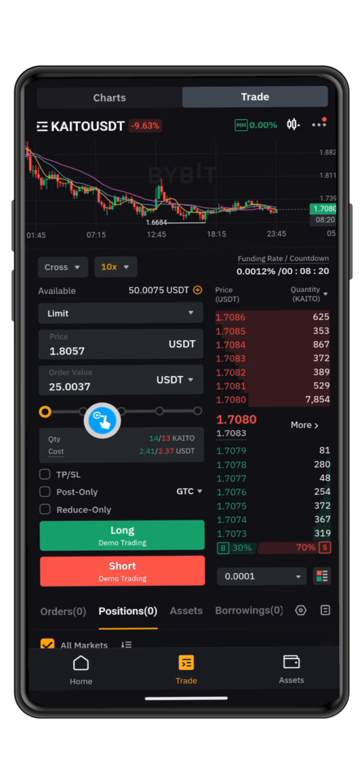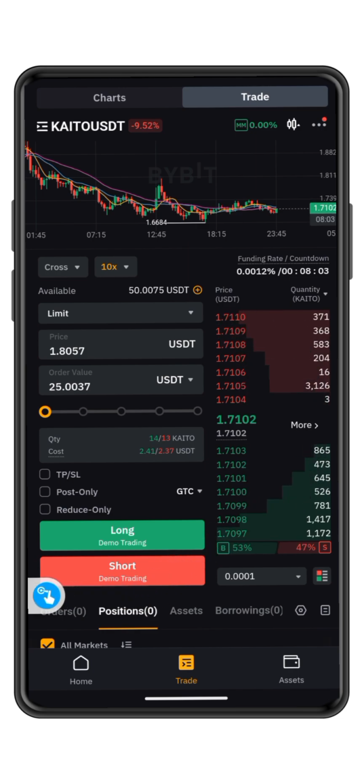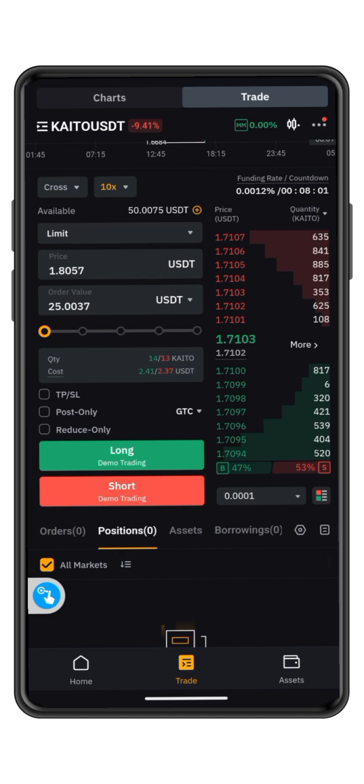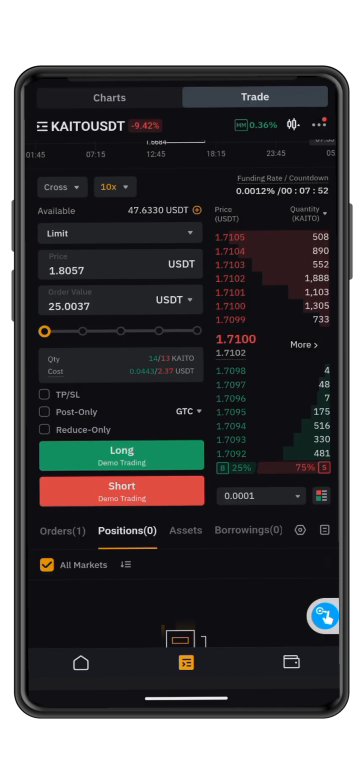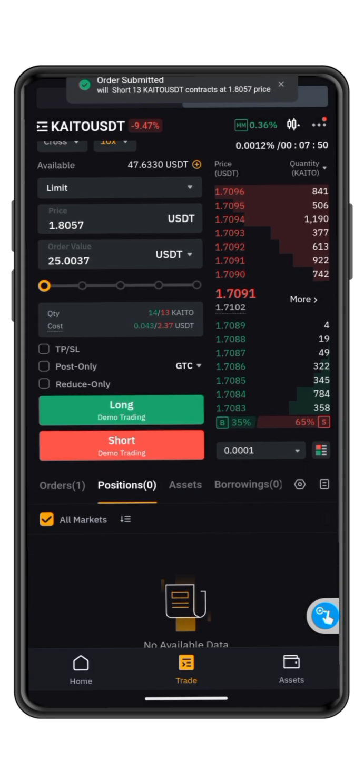So now this is my position size. Position size again is what? Position size is your margin multiplied by the leverage you used. So this is my position size, and what I'm going to do now is click on short. If I click on short, this trade will be queued. It shows me details about the trade, and then I'm going to click on confirm. So watch. Now this trade has been opened.